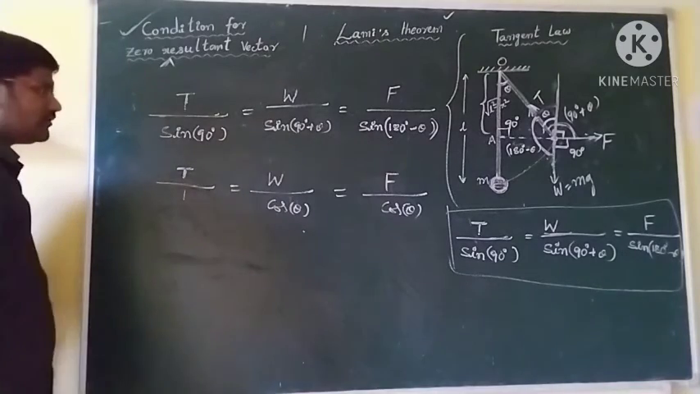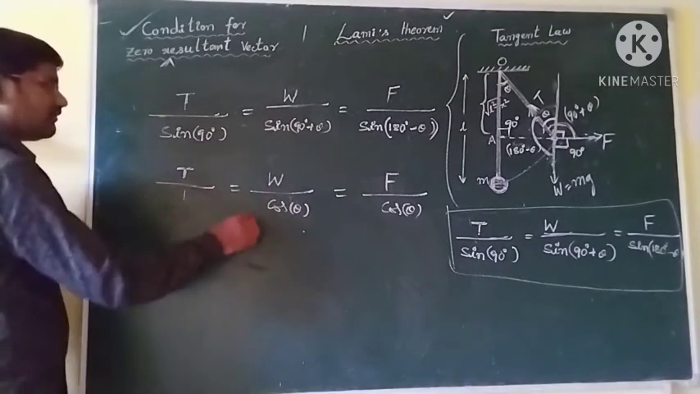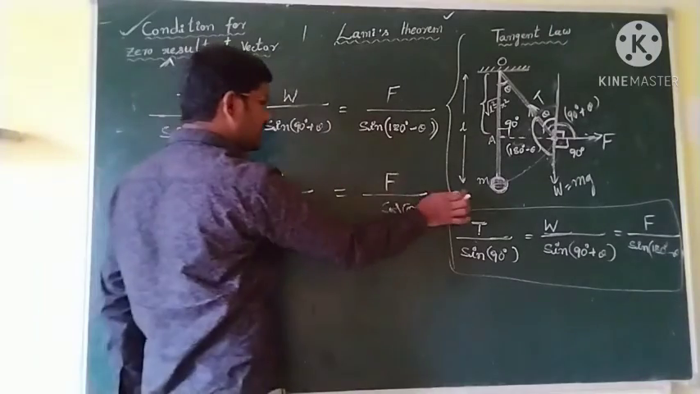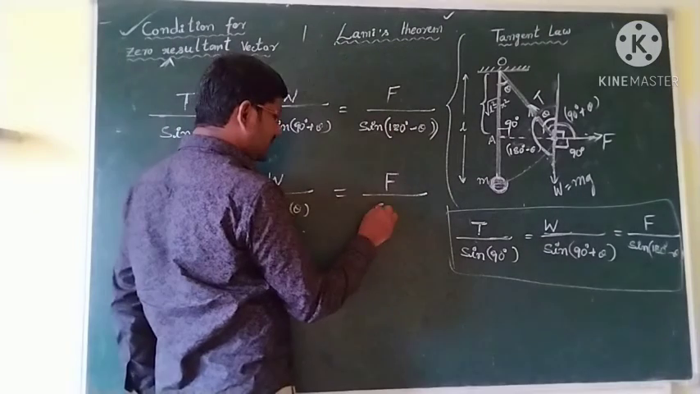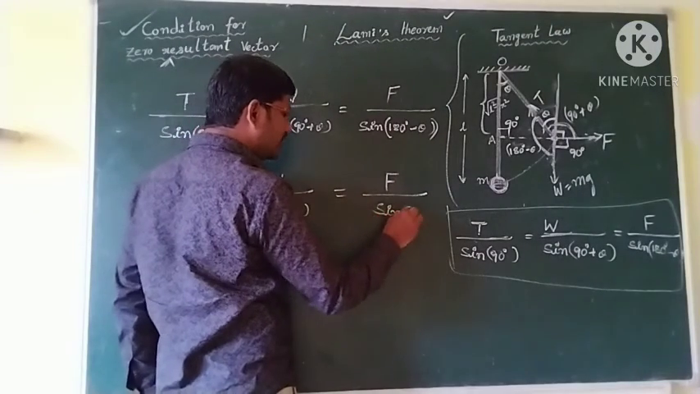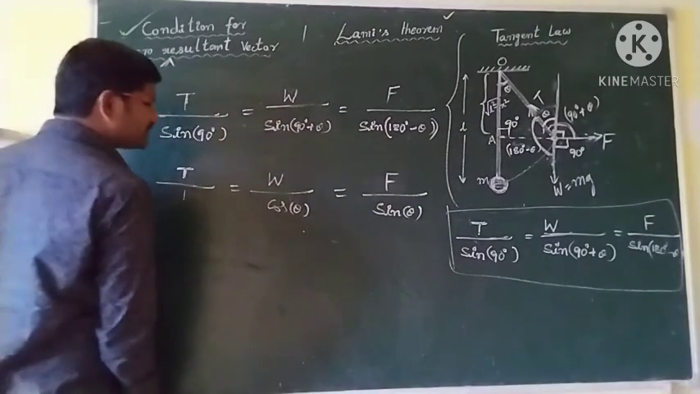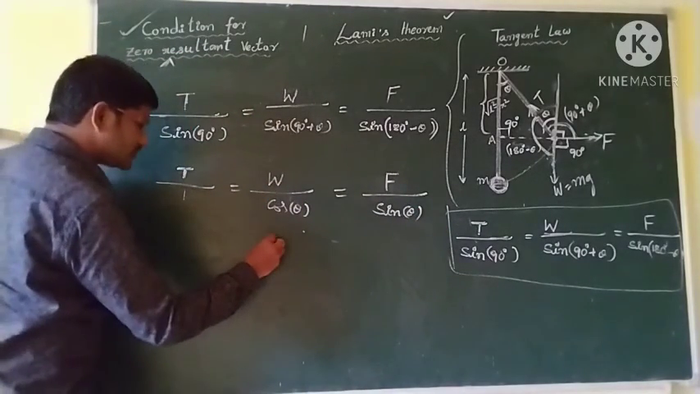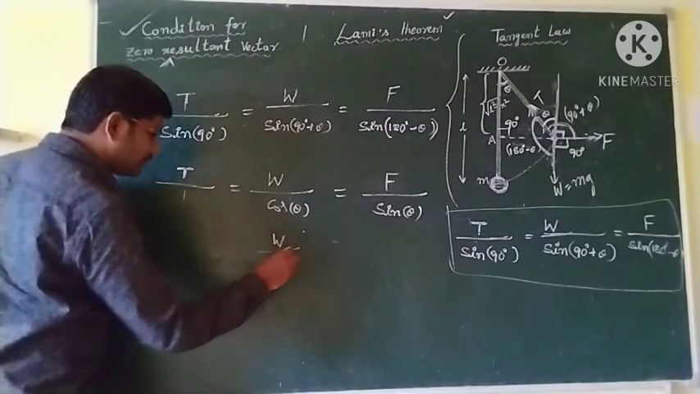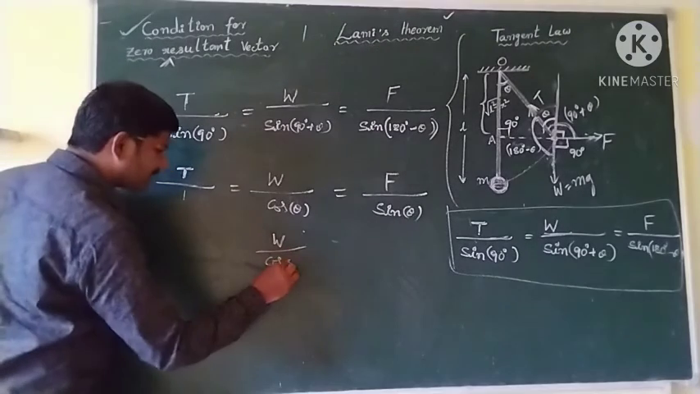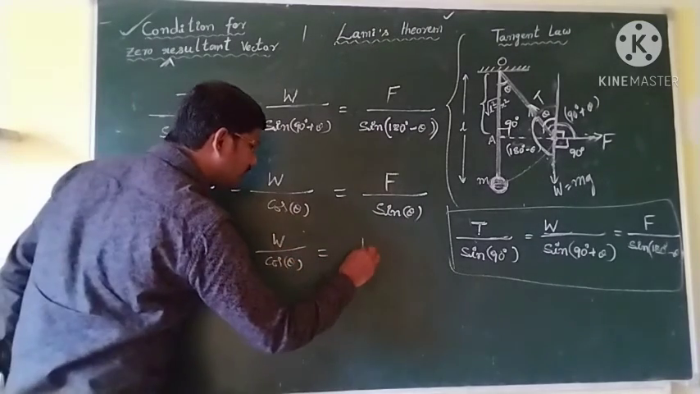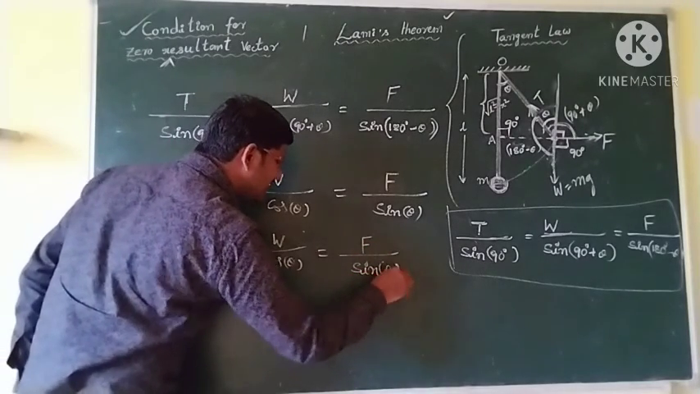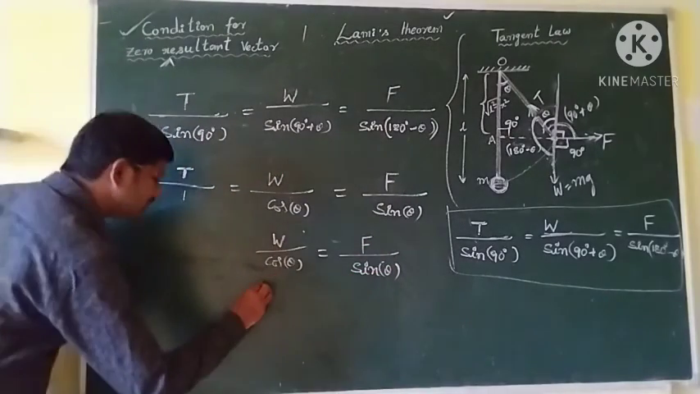Okay, so then what will you get? You see students, sine 90 plus theta is cos theta, and sine 180 minus theta is sine theta only. You know W means mg. If you equate these two, W by cos theta is equal to F by sin theta you will get. Then W means mg.